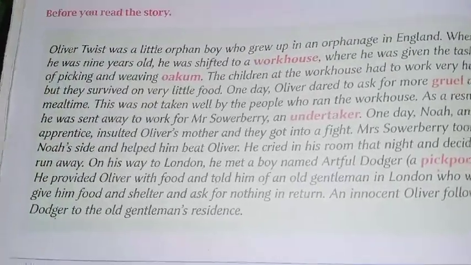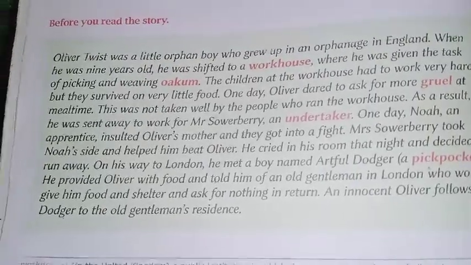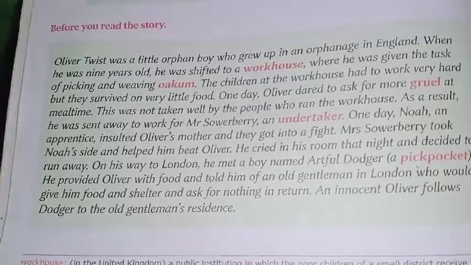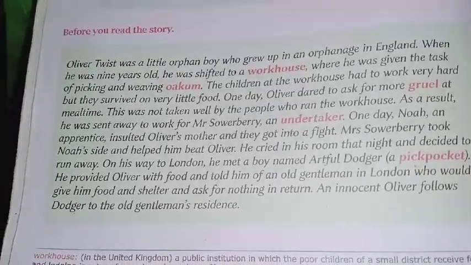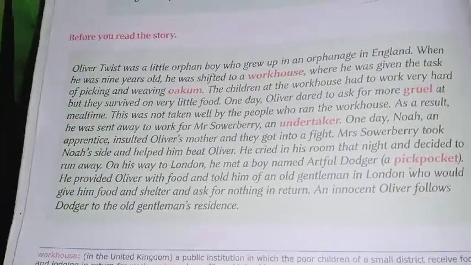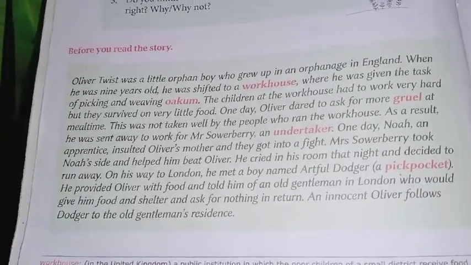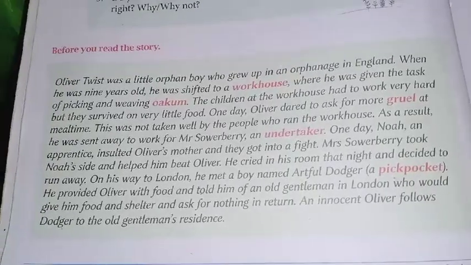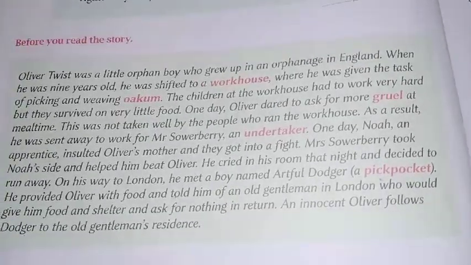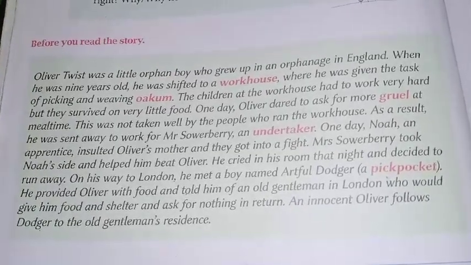So Oliver was a little boy, an orphan boy, living in an orphanage in England. And then I read for you, the boy had fought. And then after, he decided to leave that workhouse and to run away. And on the way, who met him? Artful Dodger. And he said that he knows one old gentleman who will give food and shelter and nothing to ask in return. So this innocent poor boy, Oliver, follows Dodger to the old gentleman's residence.